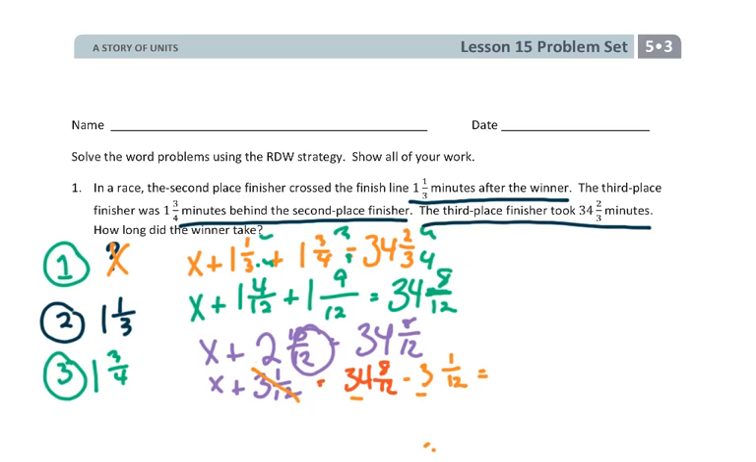34 minus 3 would be 31. 8/12 minus 1/12 would be 7/12. So we could write out in a sentence that the winner of the race took 31 7/12 minutes to complete the race.